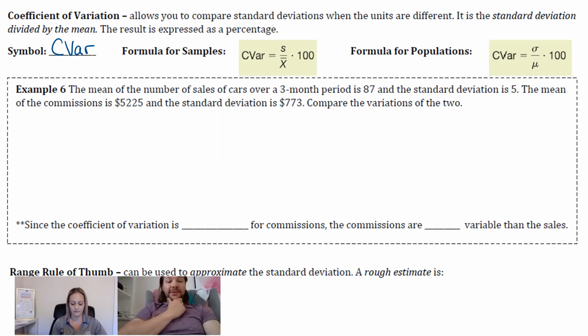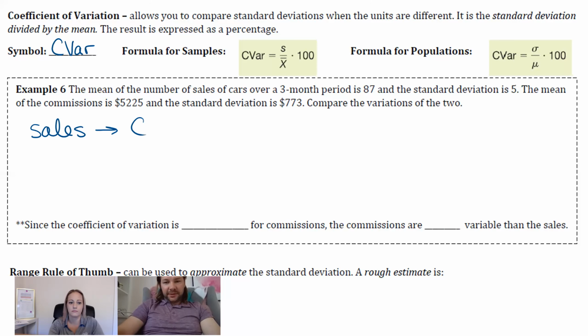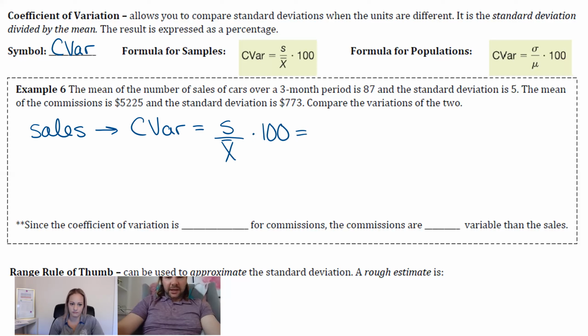So if you read example 6, it says that the mean number of sales of cars over a 3-month period is 87, and the standard deviation is 5. Okay, so they're selling cars. It looks like the mean number of sales is 87 for the salesman, but the standard deviation is 5. So some might have sold 92, some might have sold 82. Anyways, the mean of the commissions is $5,225, and the standard deviation is 773. So we want to compare these two variations.